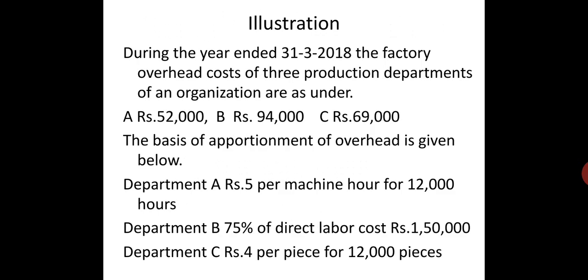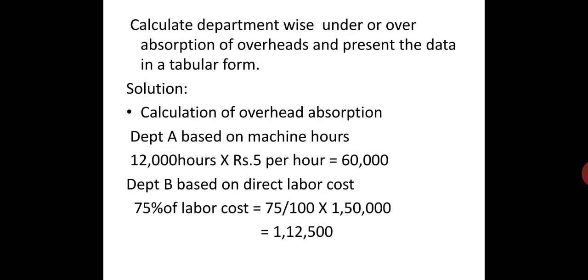Department A: rupees 5 per machine hour for 12,000 hours. Department B: 75% of the labor cost, rupees 1,50,000. Department C: rupees 4 per piece for 12,000 pieces. Calculate department-wise under or over absorption of overheads and present the data in tabular form.